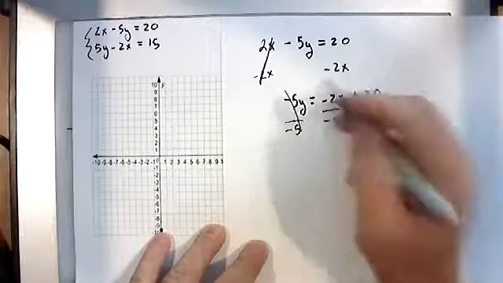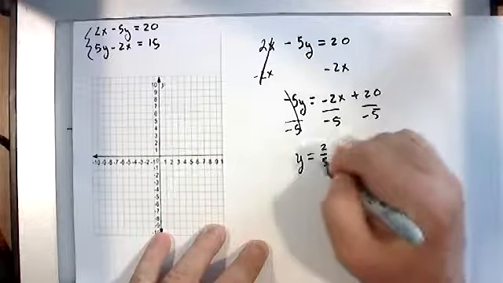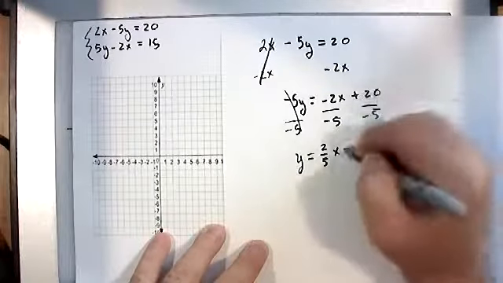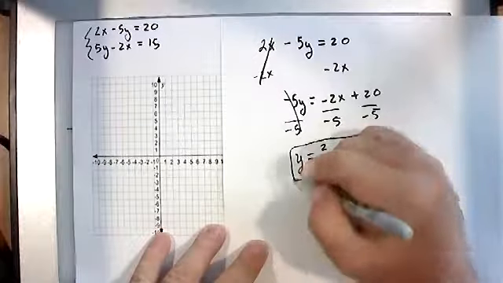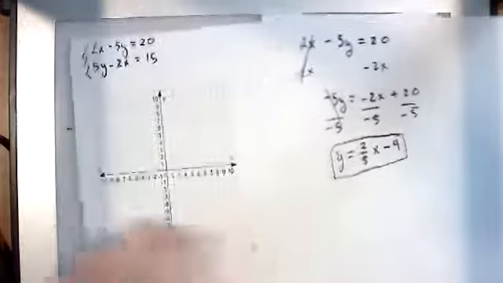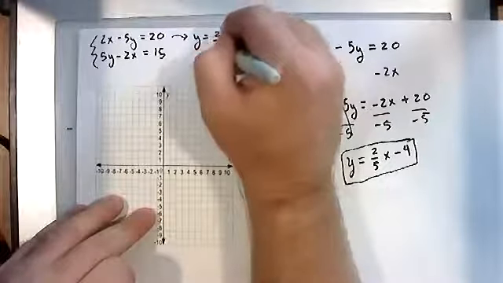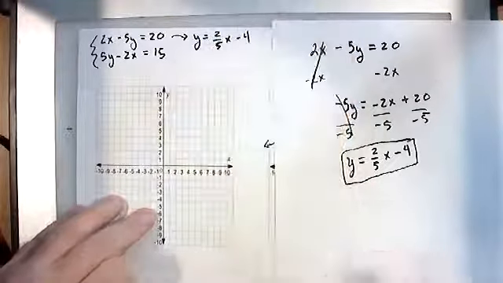Some of y'all were making some sign mistakes on the test. So y equals 2 over 5x, and 20 over 5, that's -4. So our first equation is y equals 2/5 x minus 4. That's what that first guy turned into up there. Y equals 2/5 x minus 4.